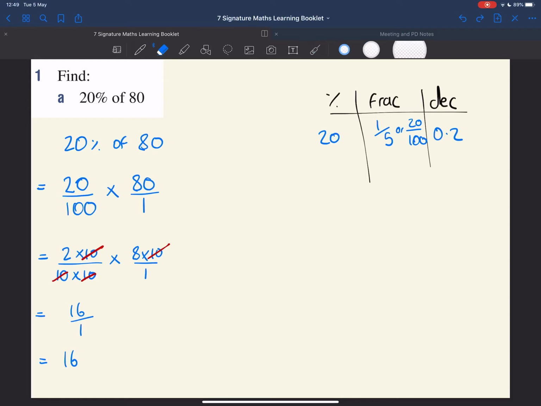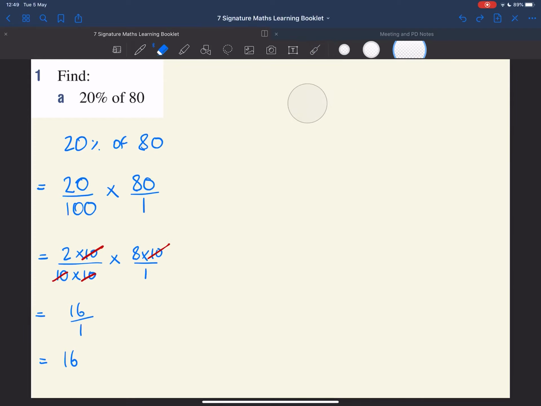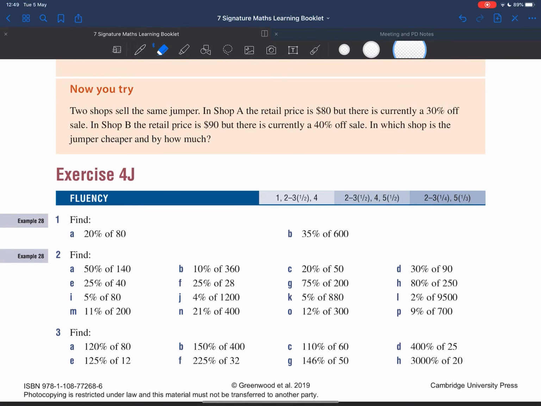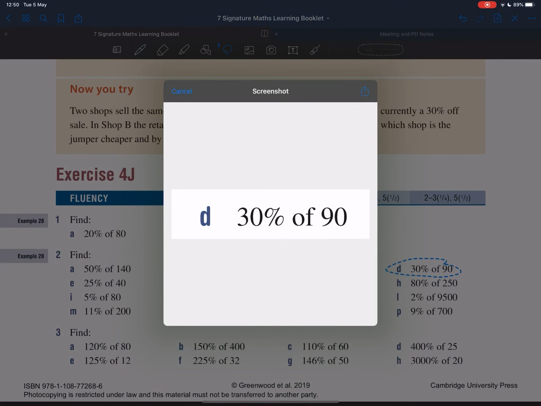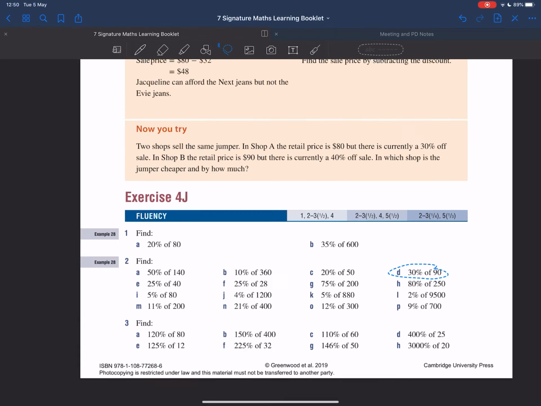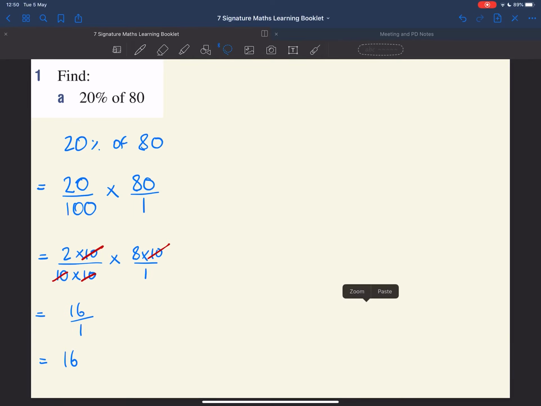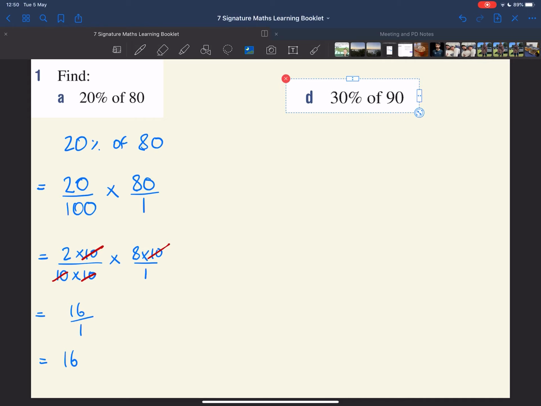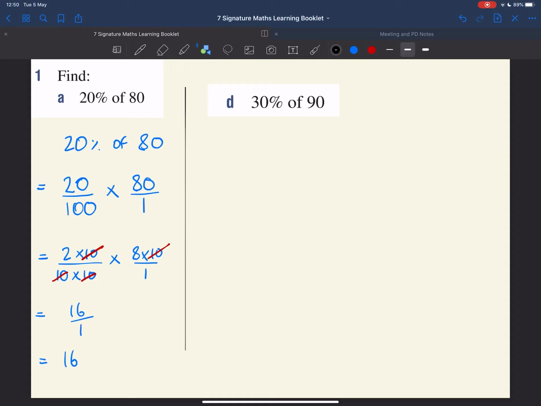So let's go ahead and do another one. We'll go back now and just pick something that looks a little bit more different. We'll go with 30% of 90, part D. Take a screenshot, copy. Oh, that's not what you want. Okay. 30% of 90. We'll put a line going down here so we know it's a different question. Here we go.